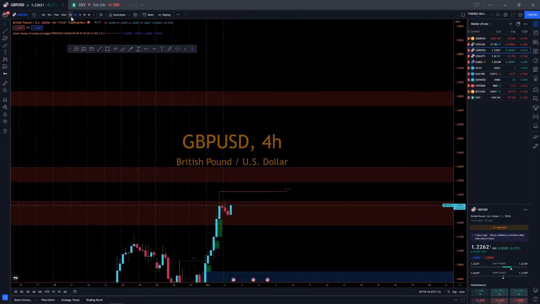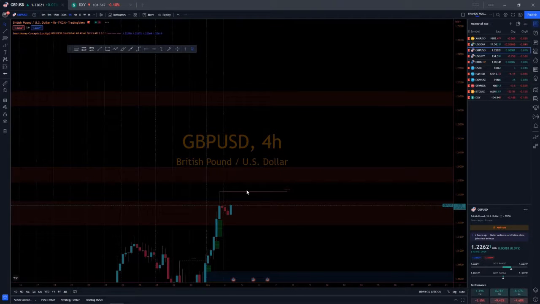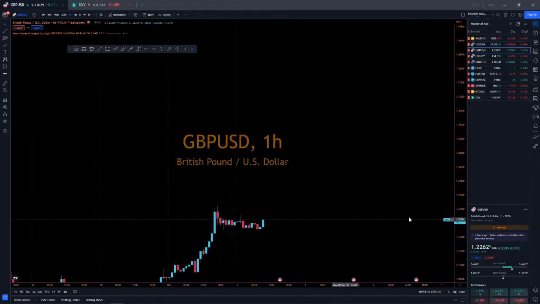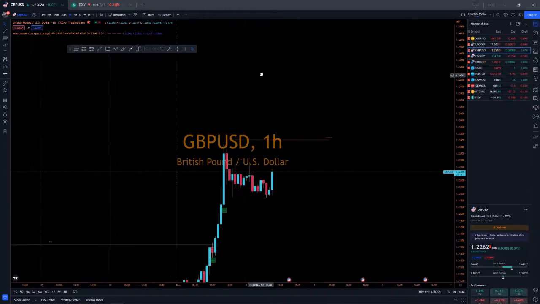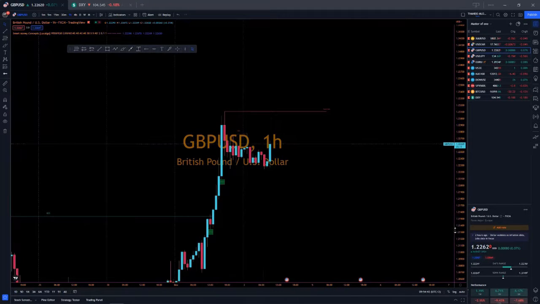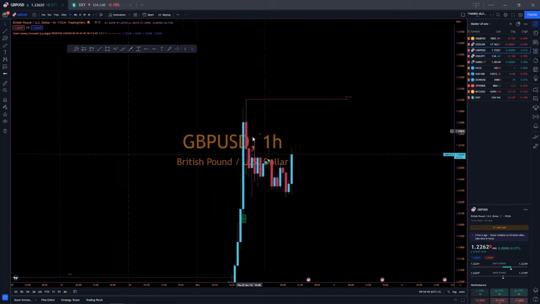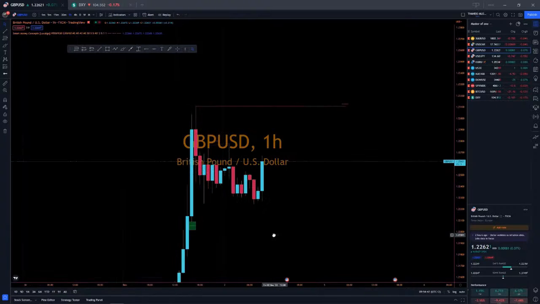So then we'll just break it down to the H1 time frame and see what's happening on the H1 time frame. As you can see, on the H1 time frame, we have equal highs up there.